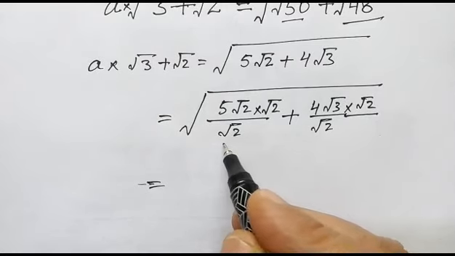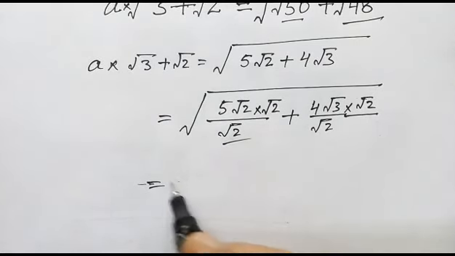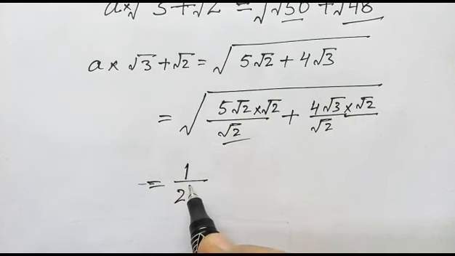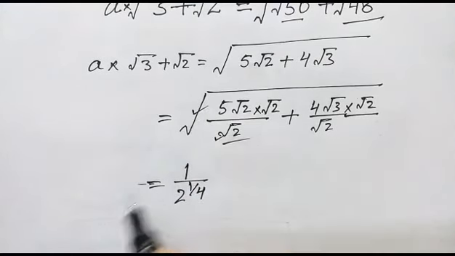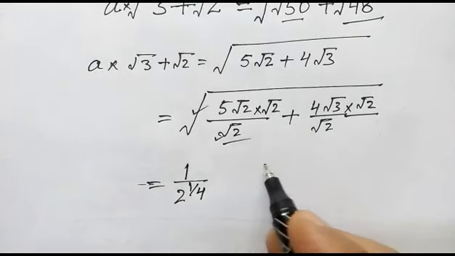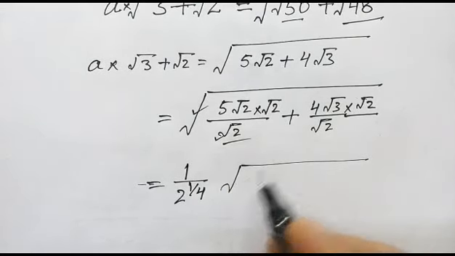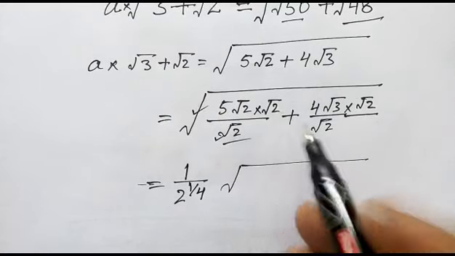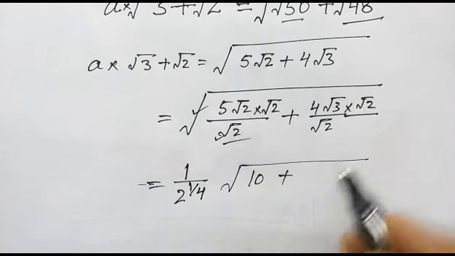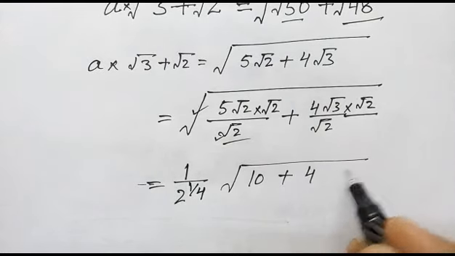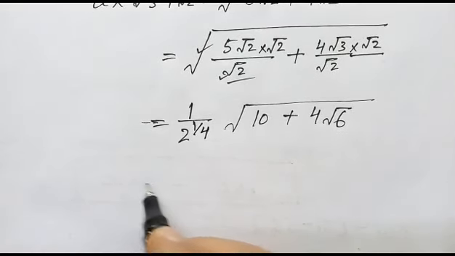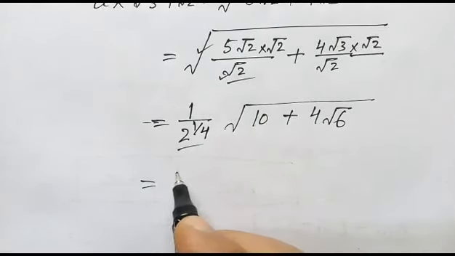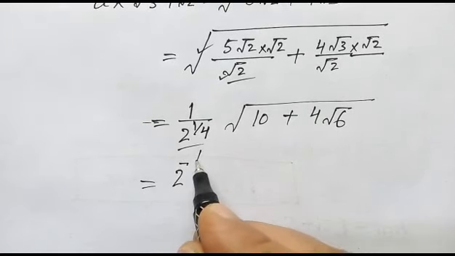Now we can take this as common, so 1 over 2 to the power 1 by 4, right? This root and this root also. Now what remains is 5 into square root of 2 times square root of 2, which is 10, plus this 4 square root of 6, right? Now this can be written as 2 to the power minus 1 by 4.